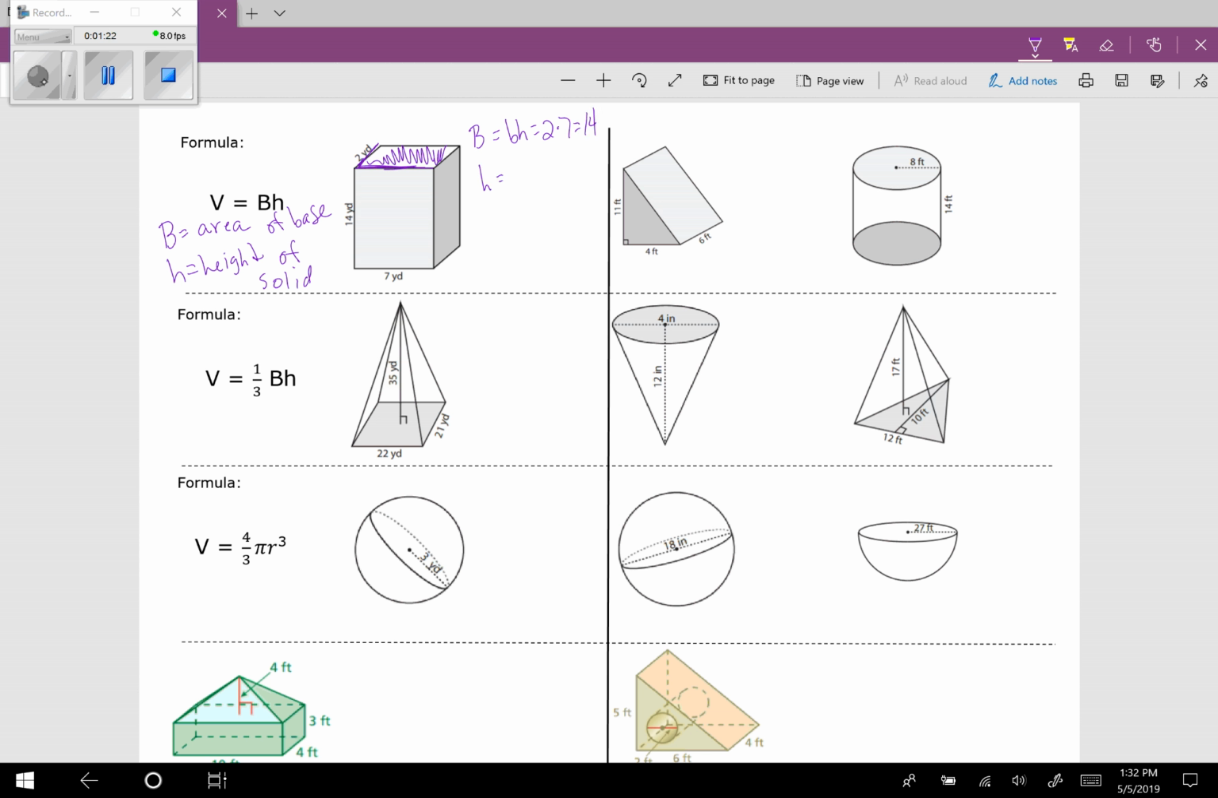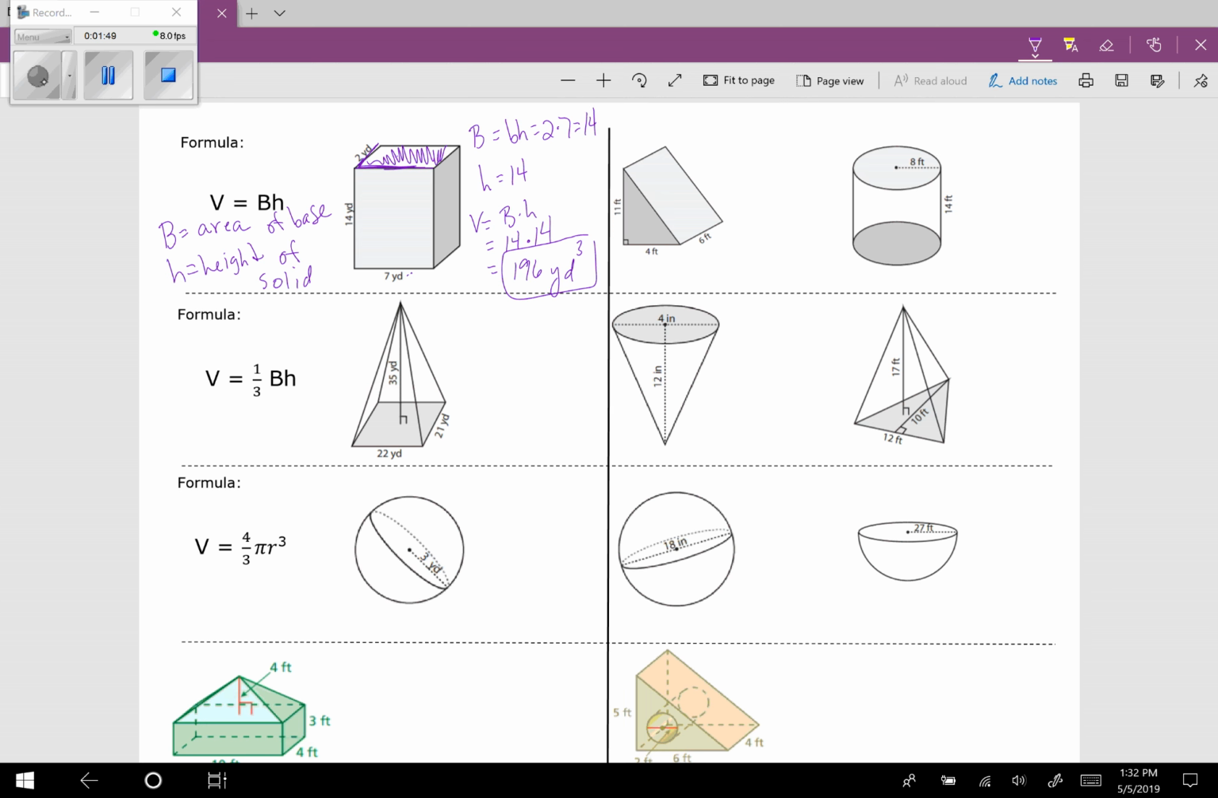Now the height of this prism is the distance between the two bases. So between this one and the matching one that's on the bottom, the distance between them is 14. So the volume is area of the base times the height. So 14 times 14, which is 196, and it's yards cubed because this is volume.